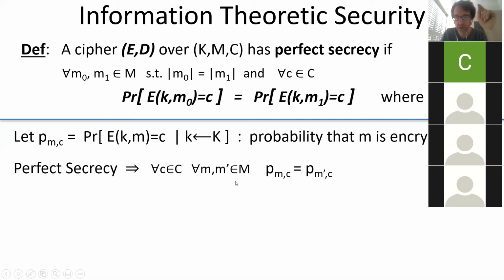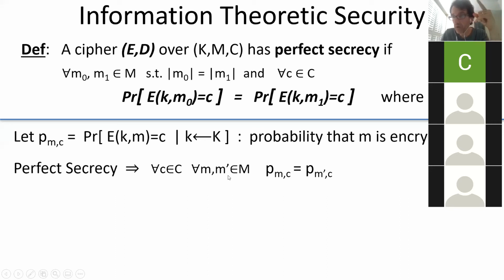So, enumerate all messages. This is P of M1C, P of M2C, P of M3C. They're all equal. They don't depend on M. There is a single function of C that says, no matter what you encrypted, there is some probability, I call it PC, of the ciphertext being output. That's a consequence of it working for any message. So no matter what message you start with, you have the same probability. Therefore, this probability does not depend on the message.